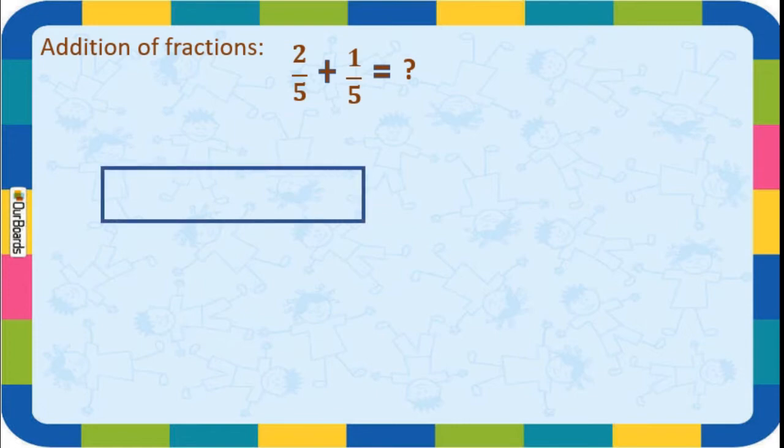This is a rectangle. I will make 5 equal parts. Now first 2 upon 5 is there, so 2 parts we will color. This is 2 upon 5, and 1 more part because 1 upon 5. Now we are going to add these two: 2 upon 5 plus 1 upon 5.